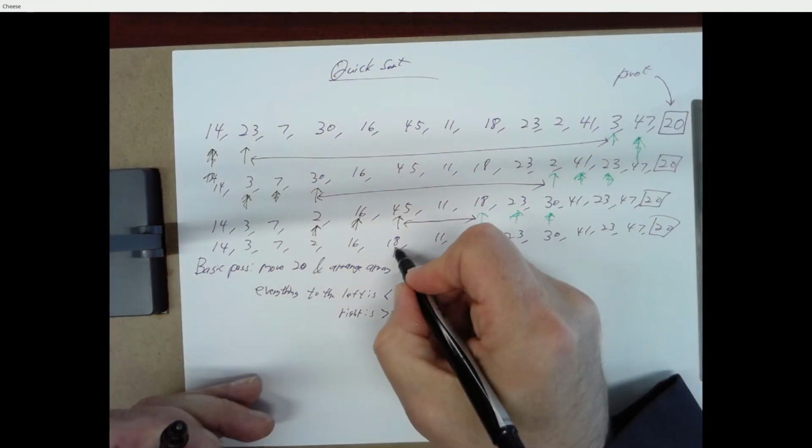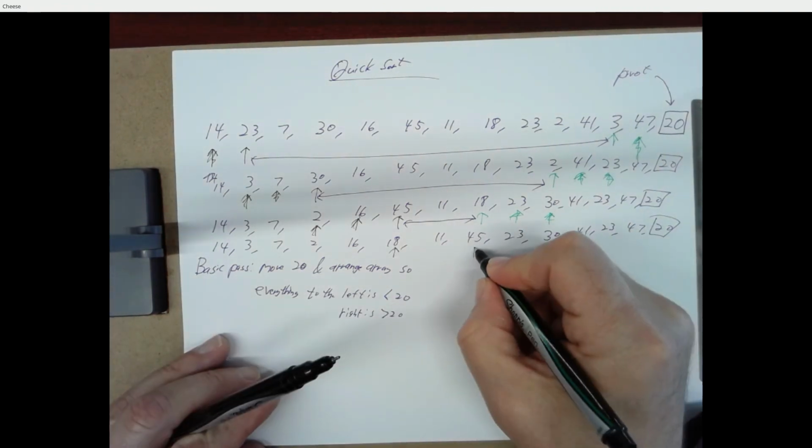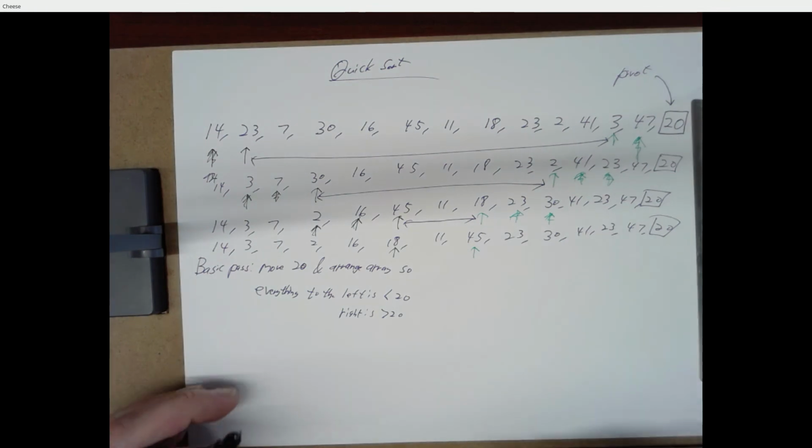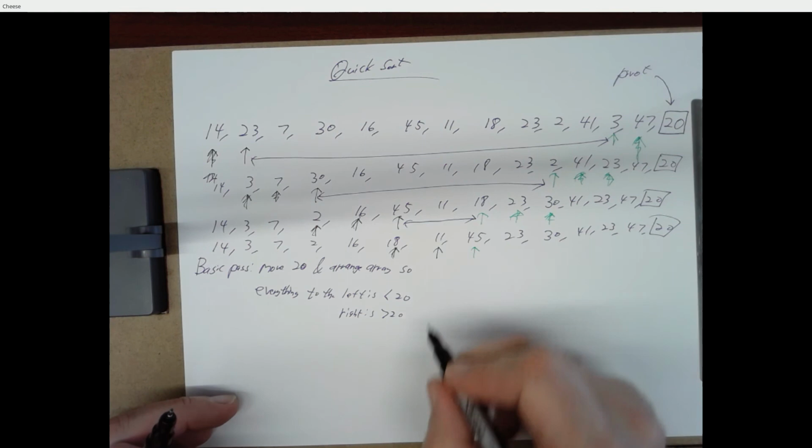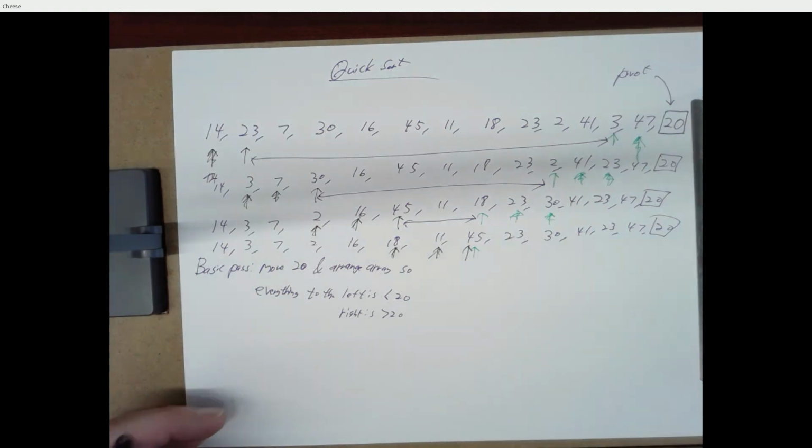And we're sitting right here. All right, come over here. 11 is smaller than 20. Move over again, and we've collided with our arrow. So now we're done moving our indices.